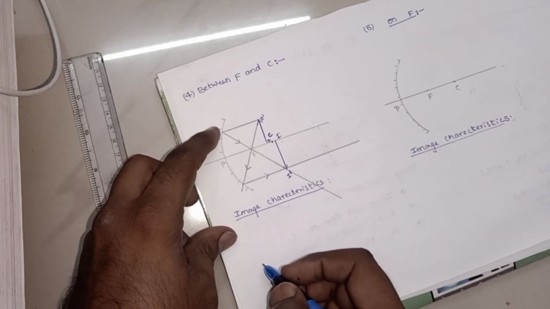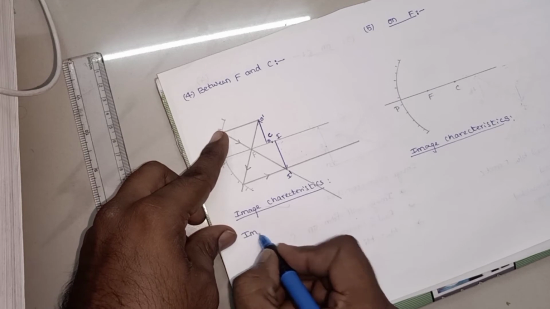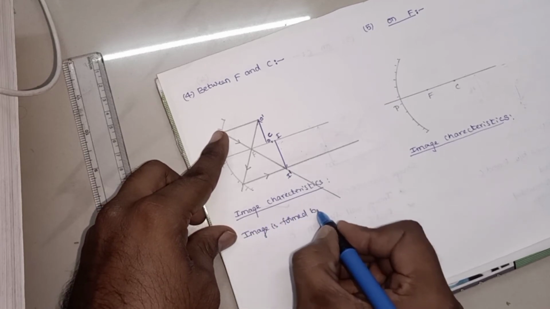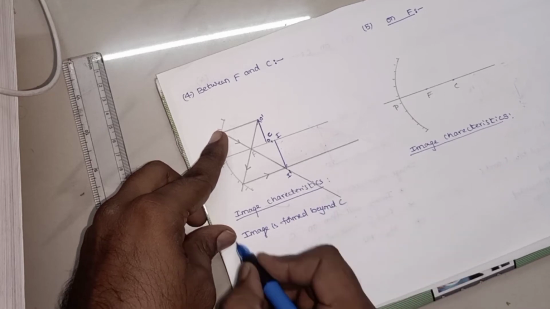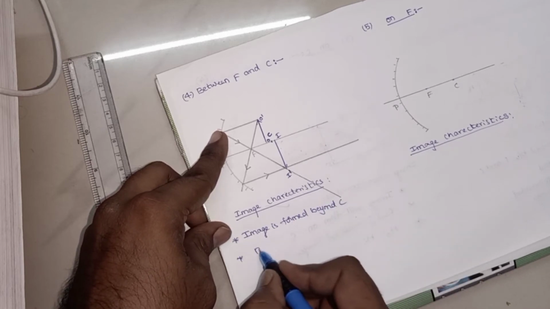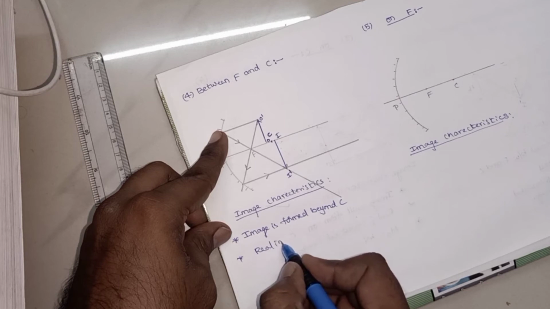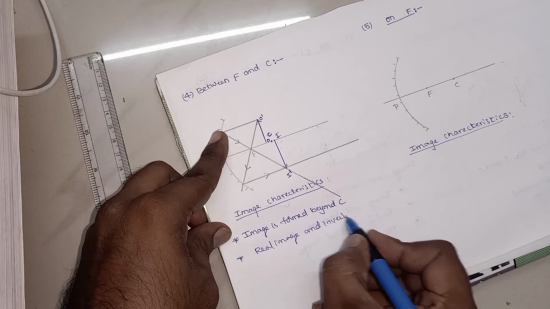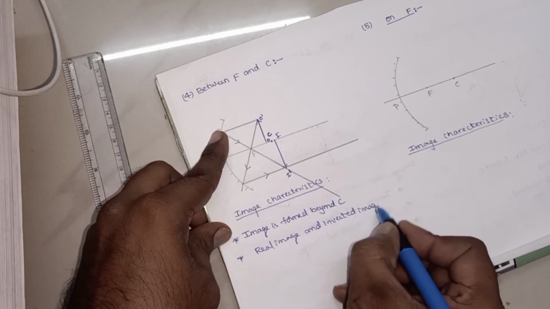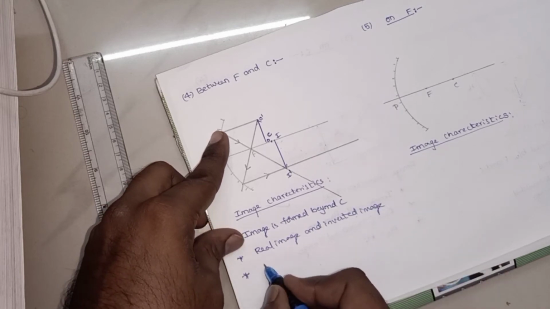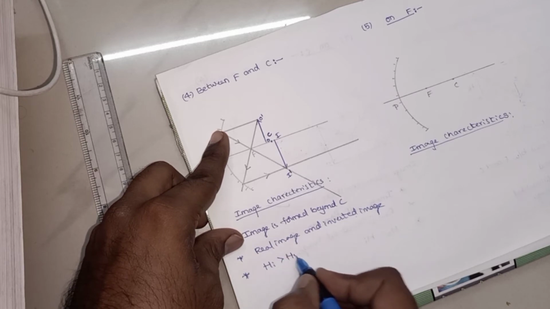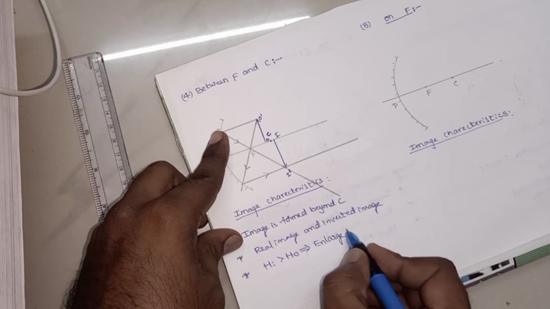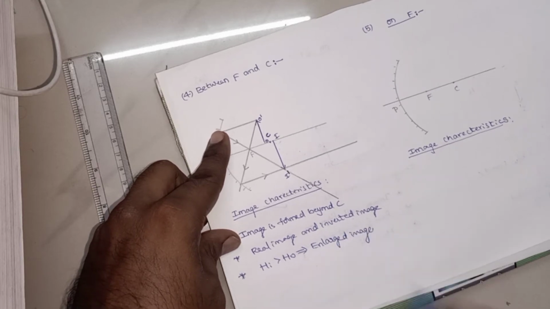Now how is the image formed? Image is formed beyond C, and it is a real image, and a real image is always inverted. Real and inverted image, and the height of the image is more than the height of the object, so it is called an enlarged image.